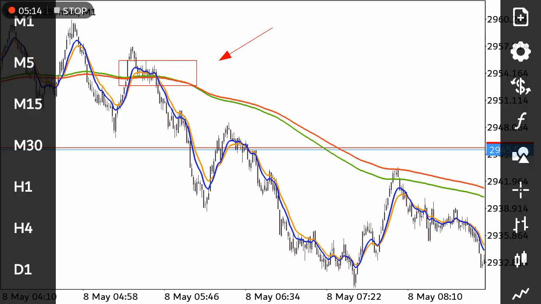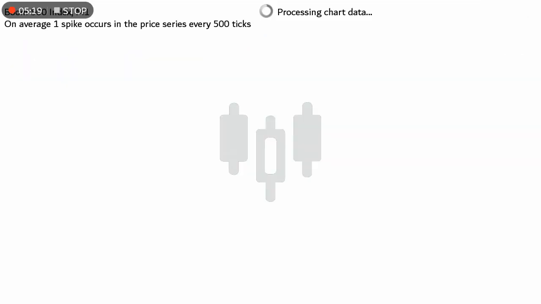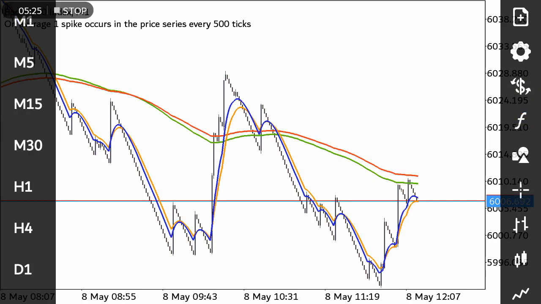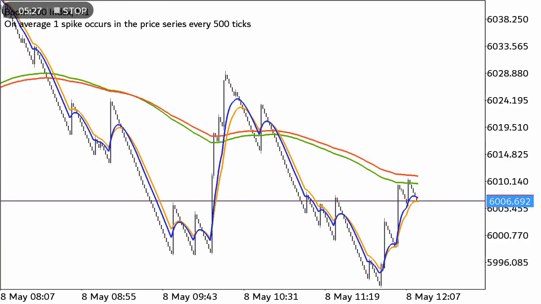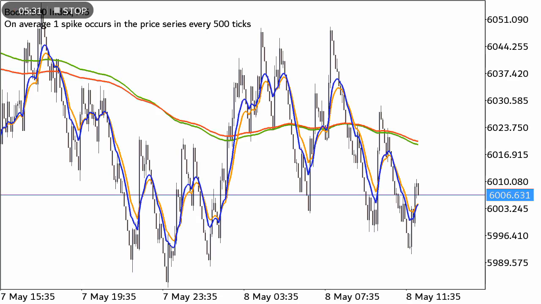This strategy is also awesome for you to use on Boom and Crash. If you wish to trade on Boom and Crash, look here. I request you guys to please use an M5 time frame if you wish to trade on Boom and Crash. Here is the M5 time frame, okay, so you guys will earn awesome pips without fear of emotions.